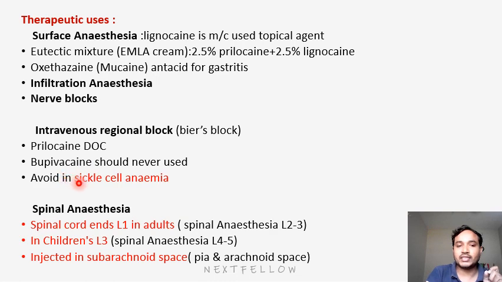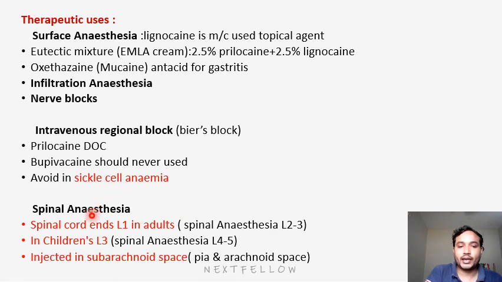So we should avoid it in sickle cell anemia. Why? Because in intravenous regional block, we increase the pressure. How do they give it? We place a cuff in the arm region, then inject the drug, then inflate the pressure above the systemic level, so obviously there will be no blood inflow. So if you use it in sickle cell anemia, there will be a chance of clotting. So we will not use Bier's block in sickle cell anemia. This is an MCQ.